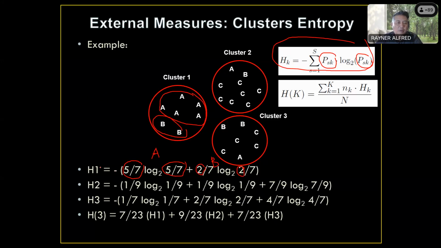And this is only for cluster 1. So cluster 2 we have to compute. So A1, B1, and then C we have 7. So this is for the A, this is for the B, this is for the C. So we have this number. So remember that this is log base 2.